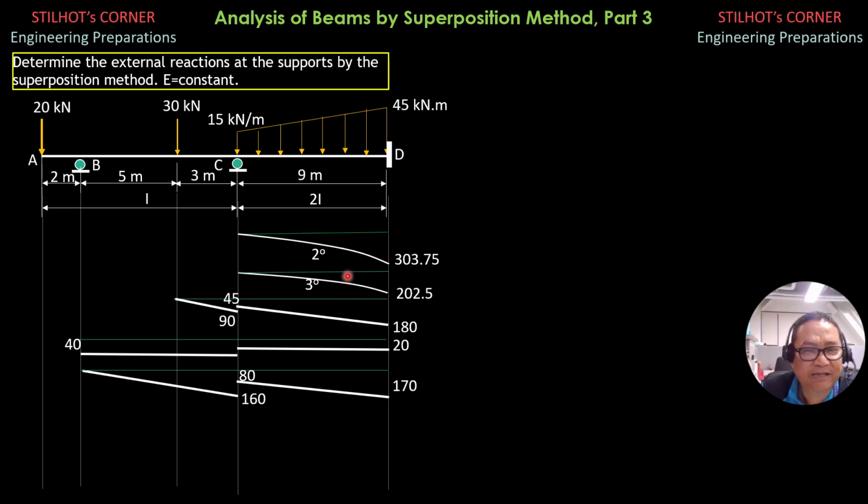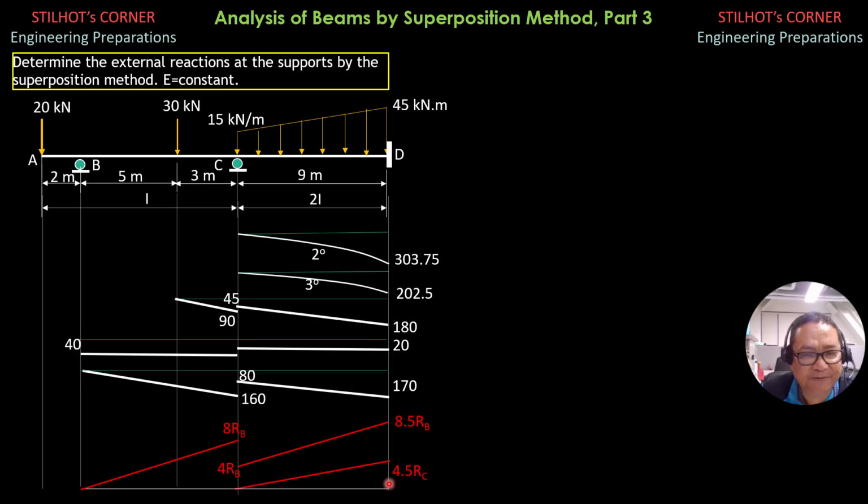So let's evaluate EI delta C due to the load. And this is the moment diagram by parts due to the reaction. First, we have R sub C. R sub C times 9 divided by 2 is 4.5 R sub C. Then for RB, RB times 8, 8 RB. As it enters CD, divide by 2. So for RB, 8 times 17 is supposed to be 17 RB, but we divide it by 2, so 8.5 RB.